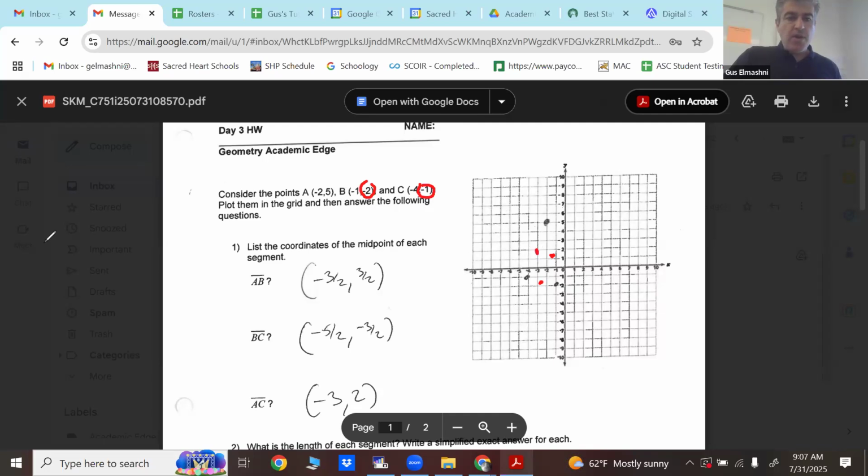So if I were to actually draw these segments, and then you would have clearly these midpoints, kind of like this here. So that's kind of what's happening. Okay. So hopefully we got some corrections there. We're okay. All right, good.